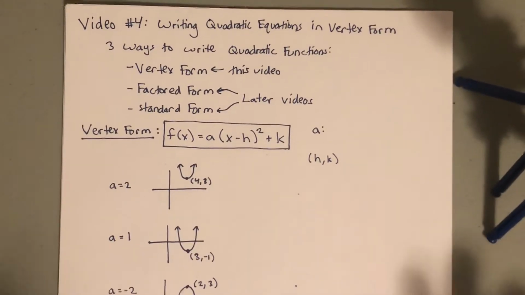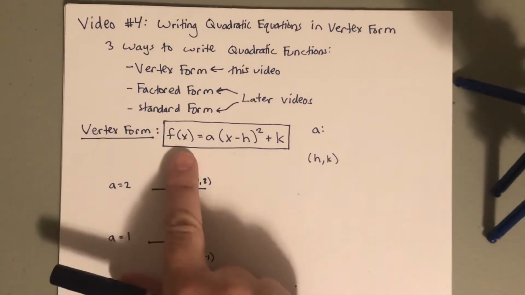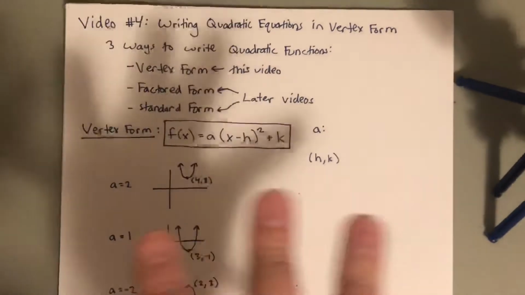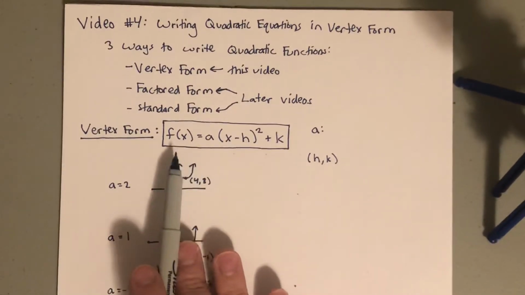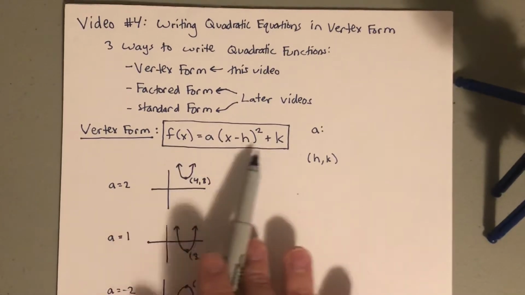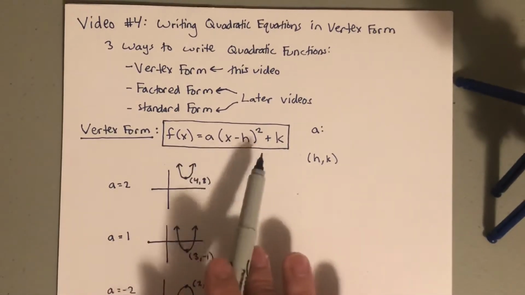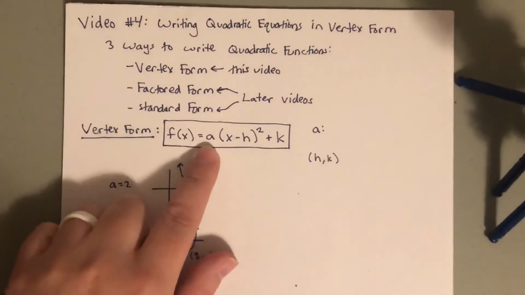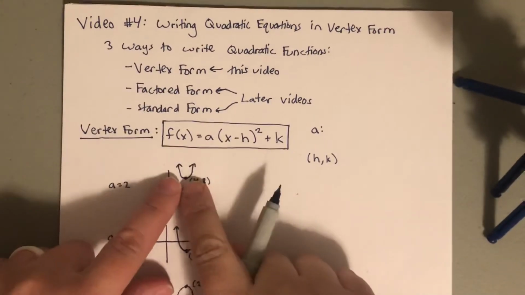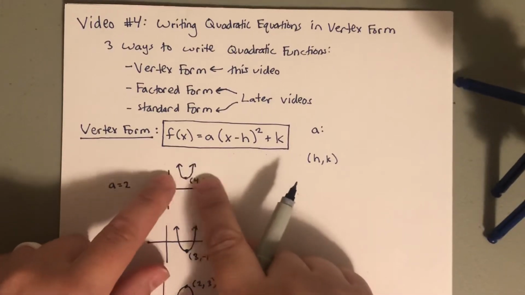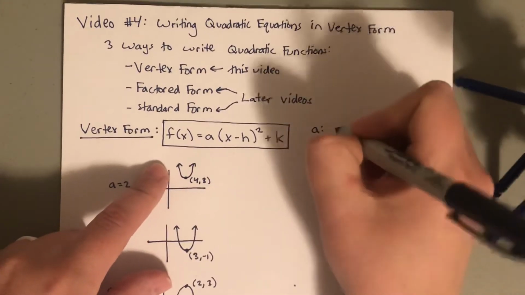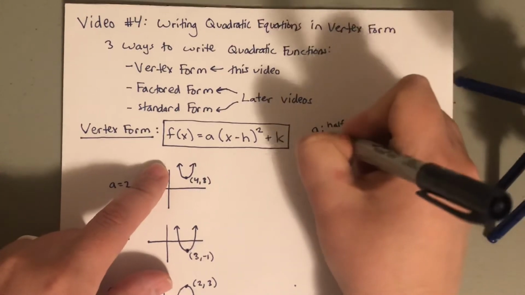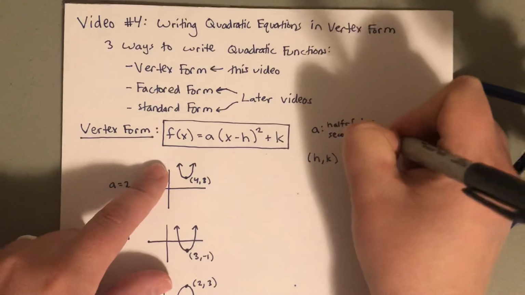So just like for a linear function, the general form could be y equals mx plus b, the general form for vertex form looks like this. And these different letters mean different things. The a is kind of like the slope. It determines how steep the U shape is, if it's really skinny or really spread out. And we get that from taking half of the second change.